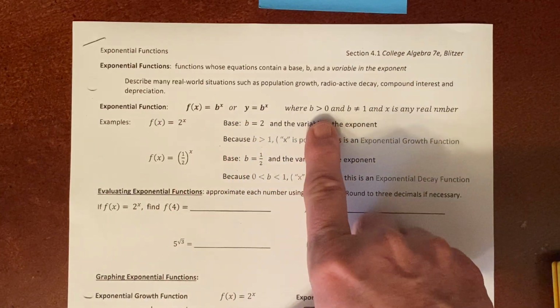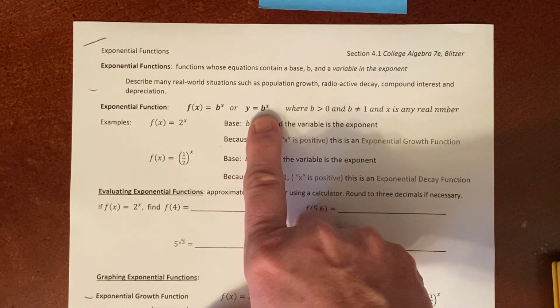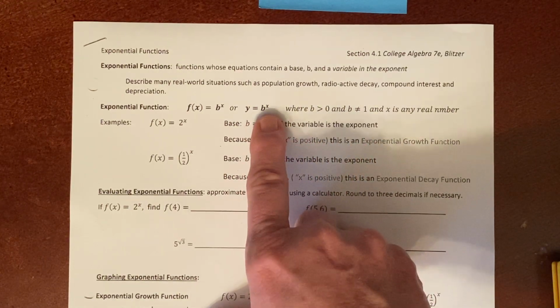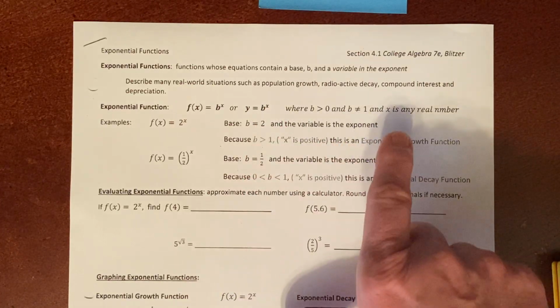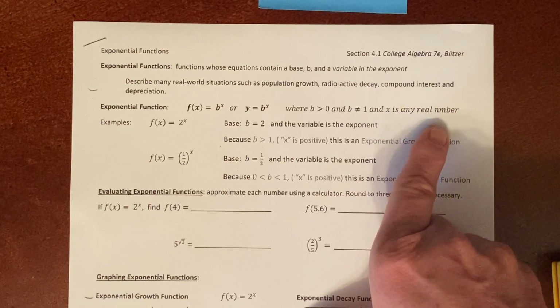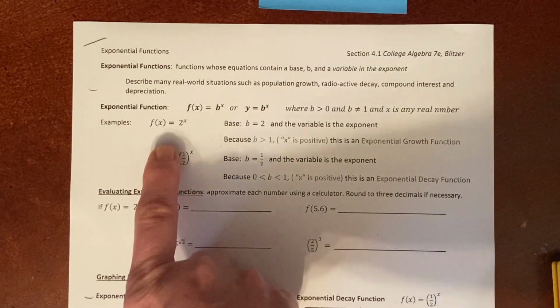Where b is greater than 0, b cannot be 1. If b is 1, then you're taking 1, raising it to any power, which means your answer is just going to be 1. So there's no change there. Okay, so your exponent could be any real number. These are two examples of exponential functions.